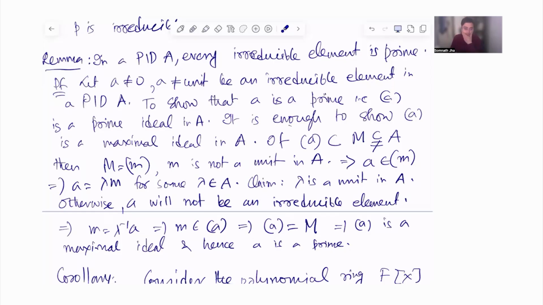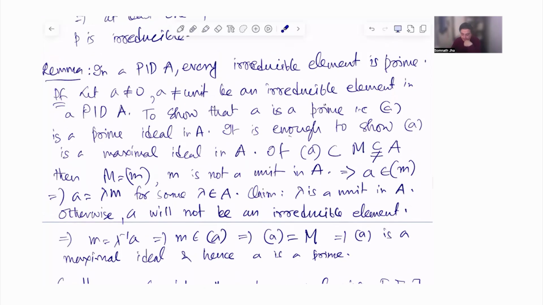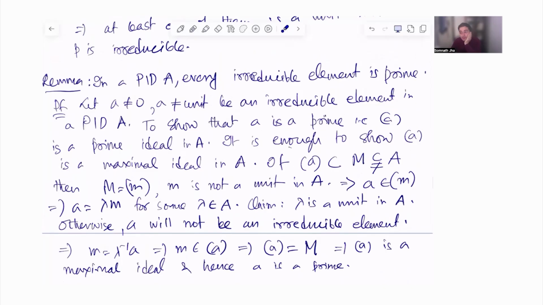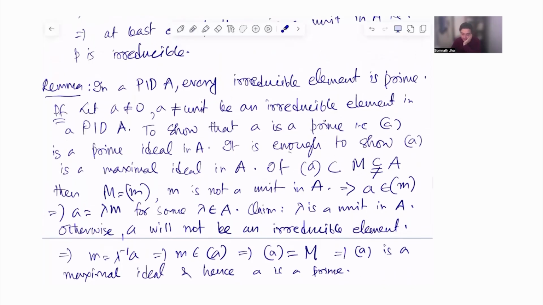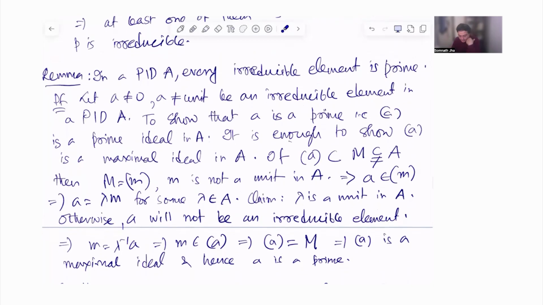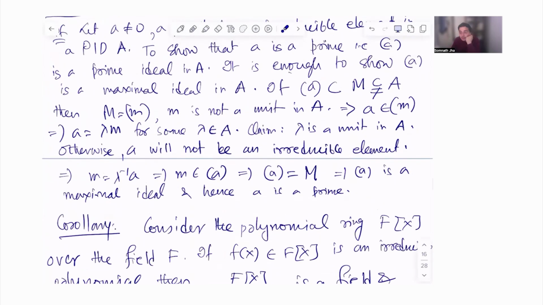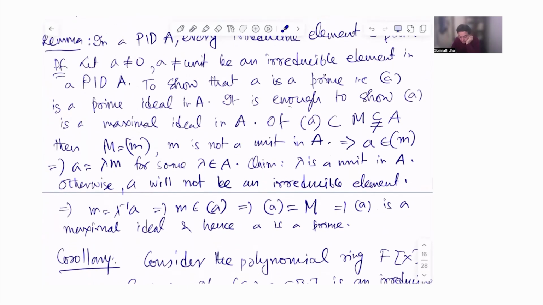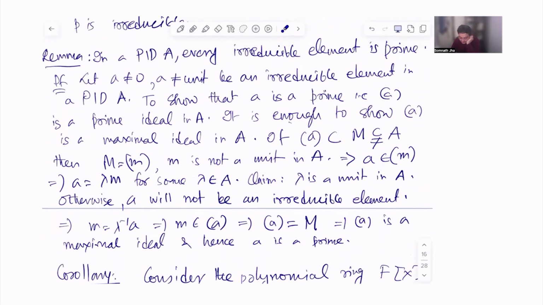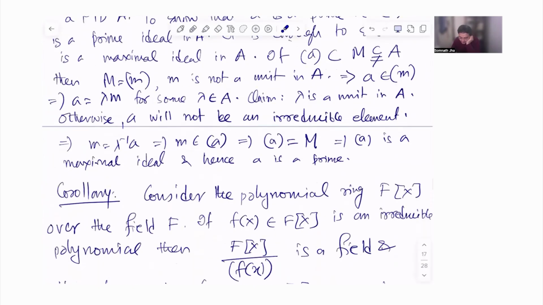So welcome back. Last time we continued to discuss PIDs, prime ideals, maximal ideals, irreducible elements and prime elements, and their relations. For example, in an integral domain, every prime is irreducible, but in a PID, every irreducible is prime. We proved that, and we also saw that every irreducible generates a maximal ideal in a PID.